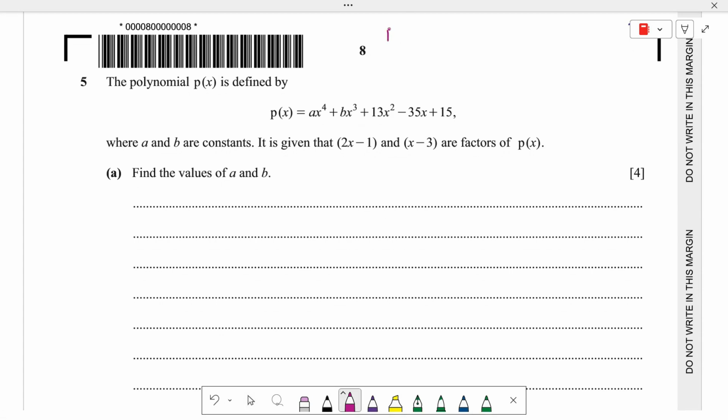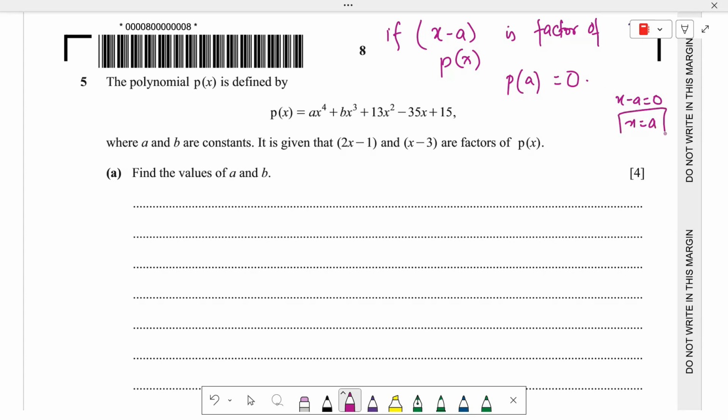We know that if x minus a is a factor of p of x, then p of a is equal to 0. If you equate the factor with 0 and find the value of x, like x minus a equal to 0 and x equal to a, this value will satisfy the polynomial. So first we use the given factor. The first factor is 2x minus 1, which is equal to 0. We will equate it and find the value of x. x is equal to 1 over 2.